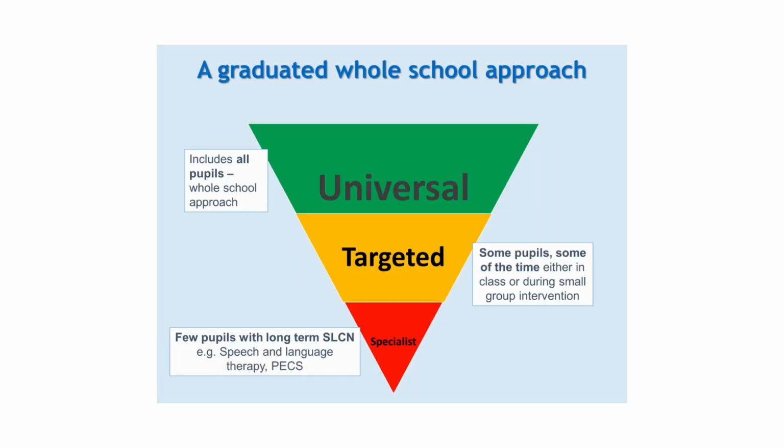A graduated whole school approach. Universal. This includes all pupils, the whole school approach. Targeted. This is some pupils, some of the time, either in class or during small group intervention. And specialist. A few pupils with long-term SLCN. For example, speech and language therapy and PECs.